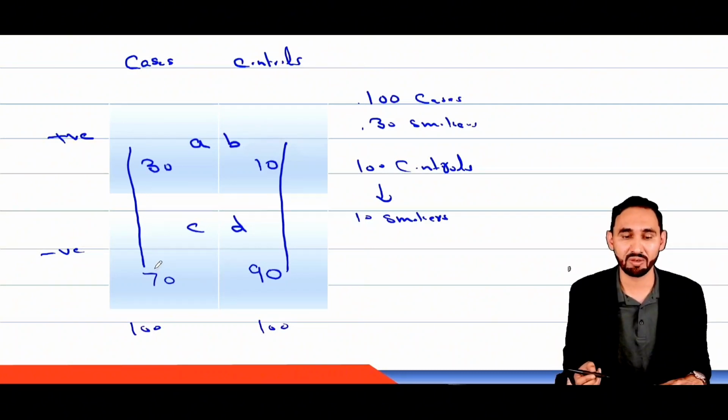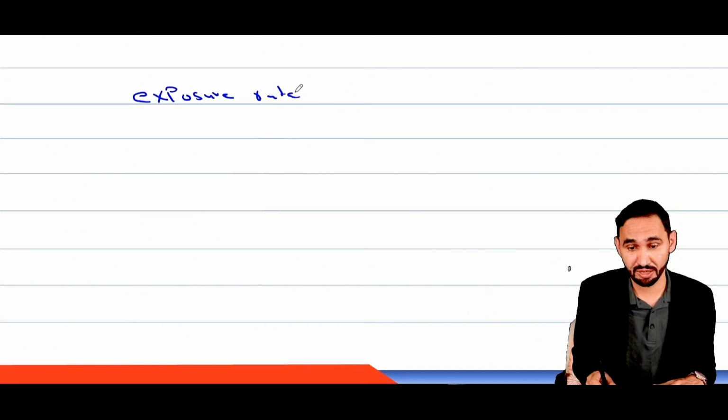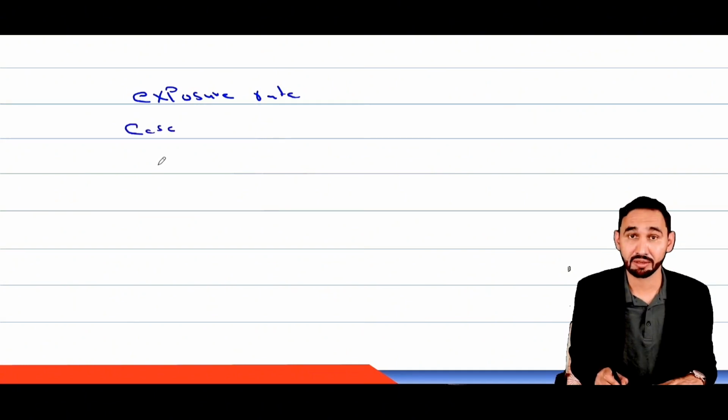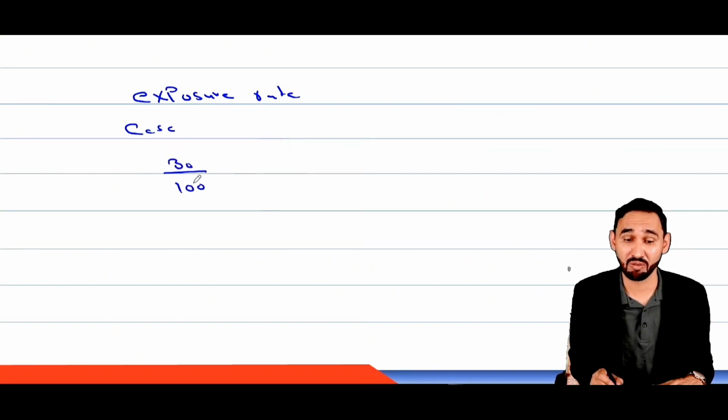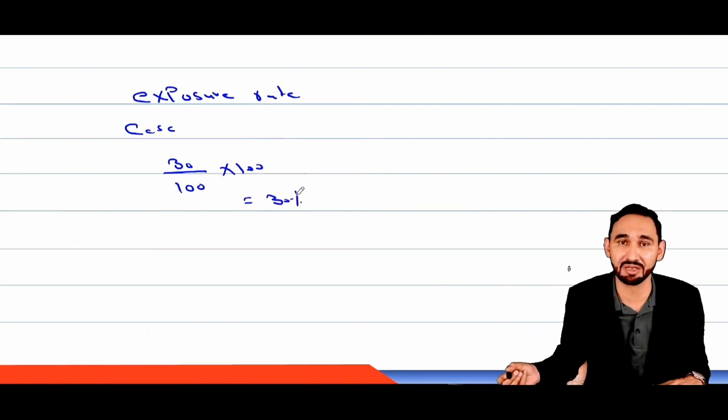So now we will calculate the exposure rate of cases. There were a total of 100 cases, 30 were exposed. So we divide exposed cases by the total number of cases and multiply by 100. Exposure rate will be 30%. This means that 30% of cases, or 30% of people who are suffering from lung cancer, were smokers.